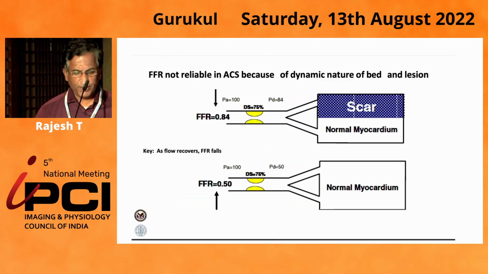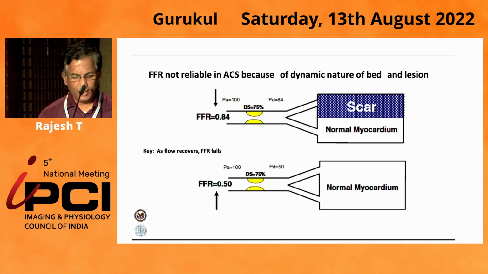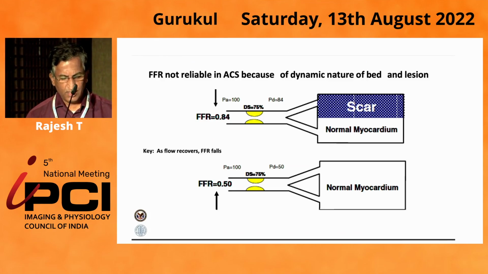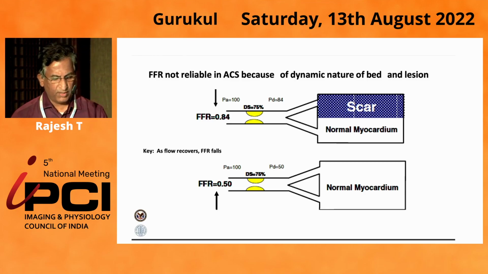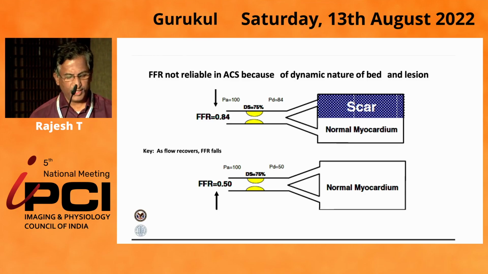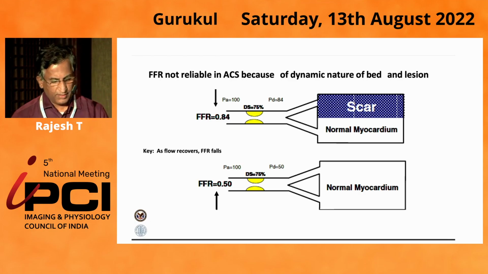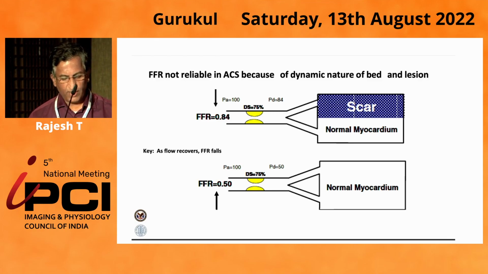This is an example of a patient who had a discrete stenosis of a vessel, a 75% stenosis, and this patient already had infarcted in that vessel. There was a scar, the microcirculation was clogged with debris, and the FFR value at that point of time was 0.84. Subsequently, over a period of time, as the flow improved, as the microcirculation improved, as the embolus was removed, the FFR value was 0.5 for the same degree of stenosis.